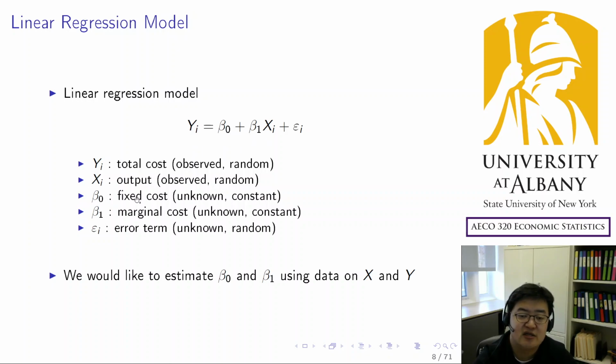Beta 0 is the fixed cost because even if you do not produce at all, no matter how much your output is, beta 0 is included in the cost. So you have to pay beta 0 upfront and then start production. So that's the fixed cost. And beta 1 is the slope, the coefficient of your production. That is, when you produce one more unit, if x increases by 1, then y increases by beta 1, right?